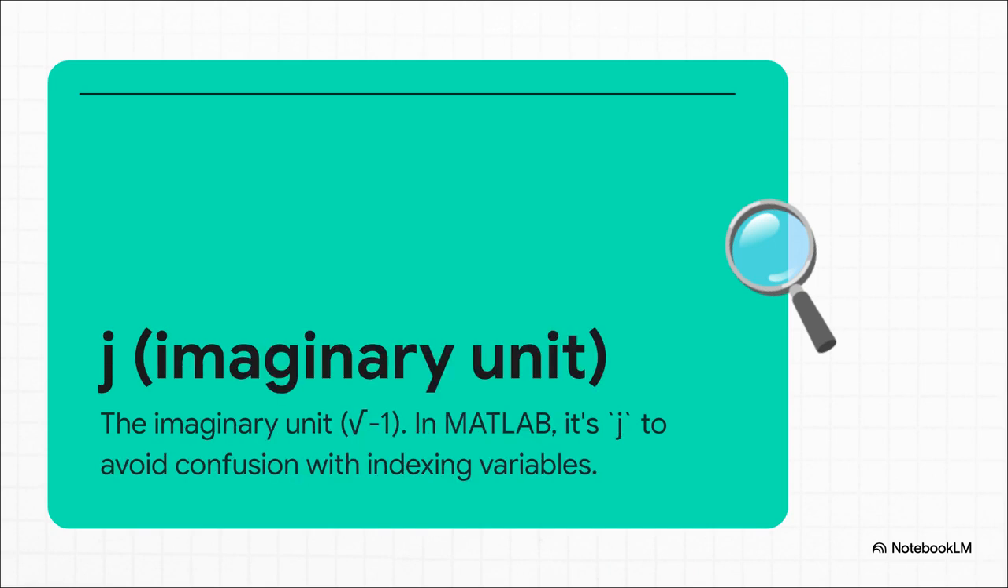Next up is the imaginary unit. Now, what's really interesting here is that while mathematicians almost always use i, MATLAB uses j, and that's on purpose. It's to avoid any mix-ups with i being used as a counter in loops, which is super common. This little detail is absolutely crucial in fields like signal processing and electrical engineering.